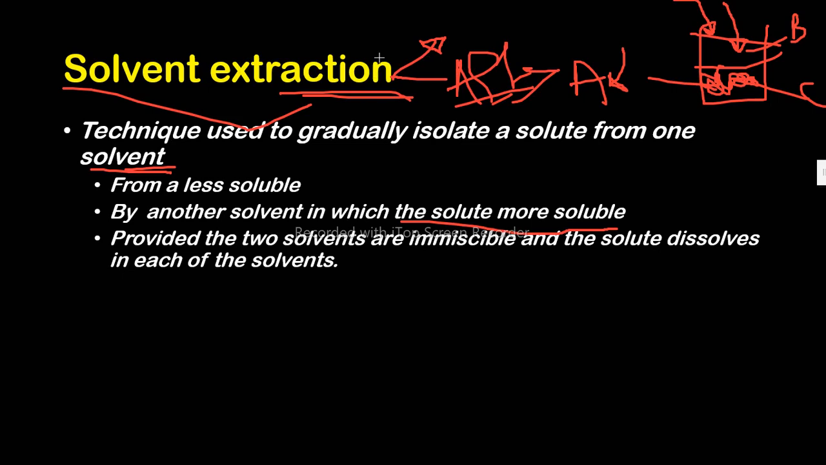The two solvents must be immiscible with each other, if you know that. And the solute must be soluble, must dissolve more in this second solvent that you are using than in the solvent where it is dissolved. So if you understand those few concepts, then you know what solvent extraction is.